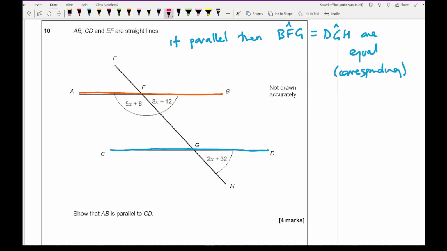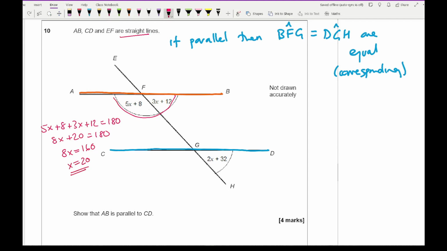So we know that this is a straight line. We know that for fact because it tells us here. So that means that 5x plus 8 plus 3x plus 12 equals 180. So neatening all of this up, I get 8x plus 20 equals 180. So 8x equals 160. So x equals 20.